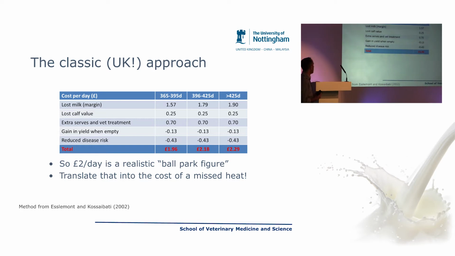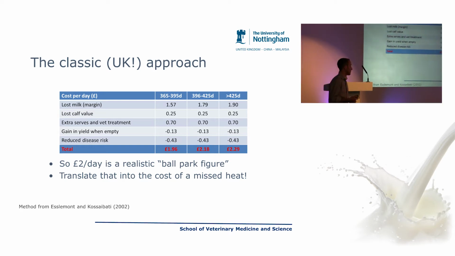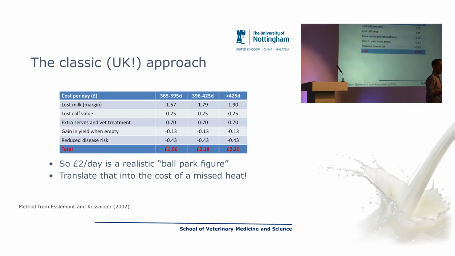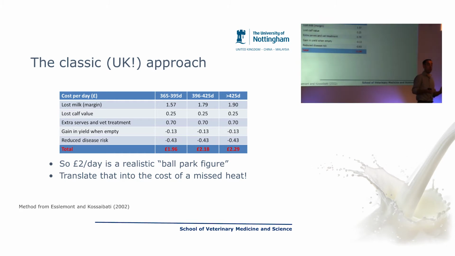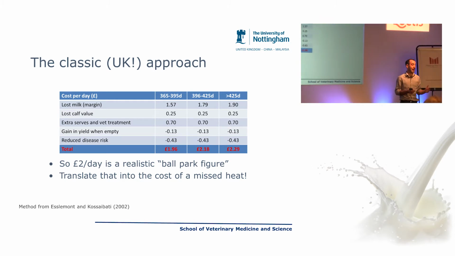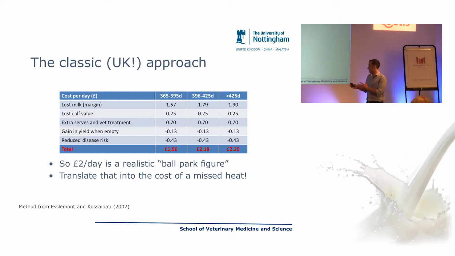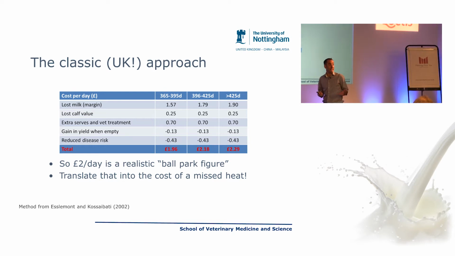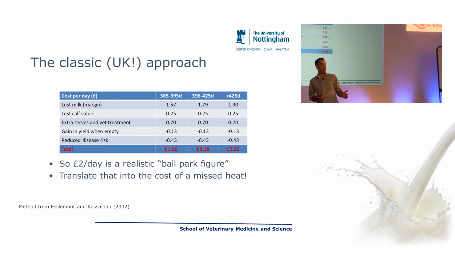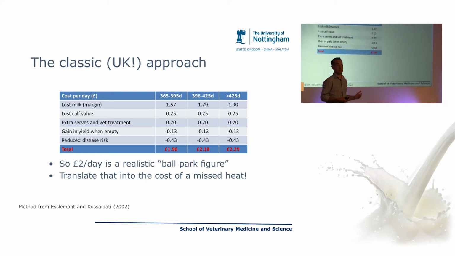So this particular work is adapted from Dick Esselmont's work in the late 90s. They allocated a cost of extra serves and vet treatments to each day. There's definitely a risk of double counting there, because often when we think about improving fertility performance, and I talked about this a lot this morning, what we're really talking about doing is getting the same number of serves in quicker. So a lot of the time we're really just talking about catching more heats, and very often the big win is to improve submission rate, and often to accept conception where it is.